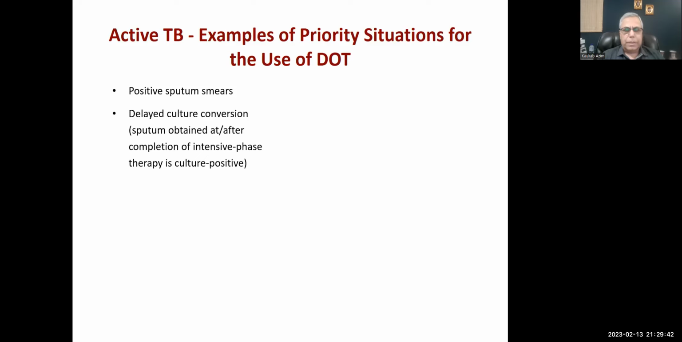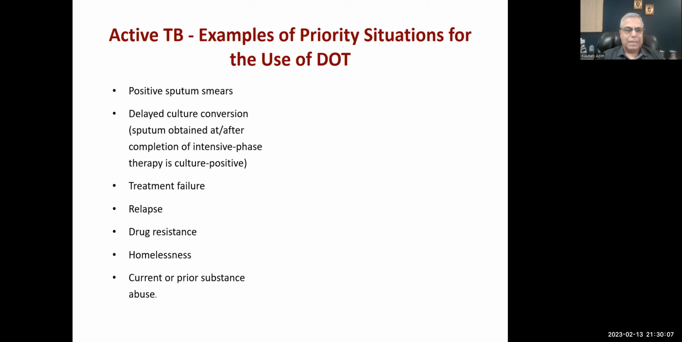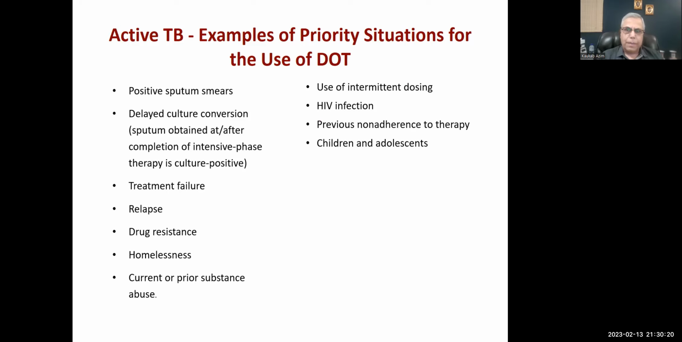Right. So these are examples of priority situations for the use of directly observed therapy. Positive sputum and delayed culture conversion. Culture conversion means culture becomes negative. Okay. And if there is treatment failure, relapse, drug resistance, homelessness, lots of things, intermittent dosing. Remember, twice weekly, thrice weekly, we have to use directly observed therapy. So a lot of cases that you can just think of, okay?